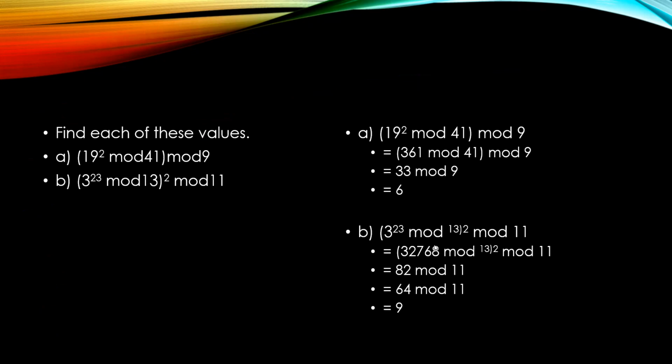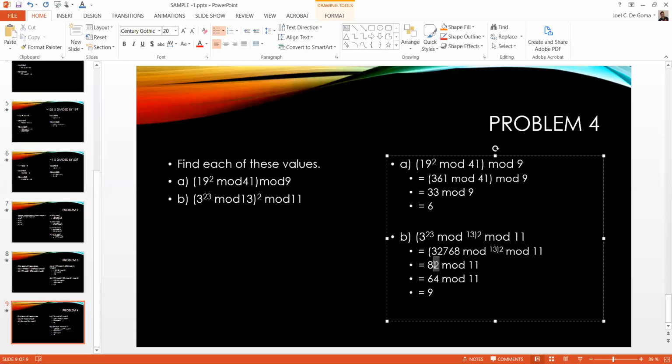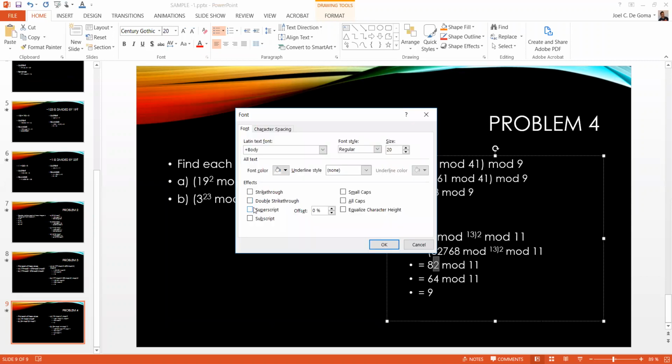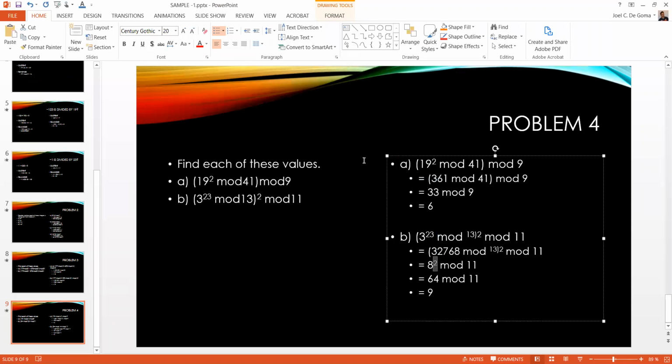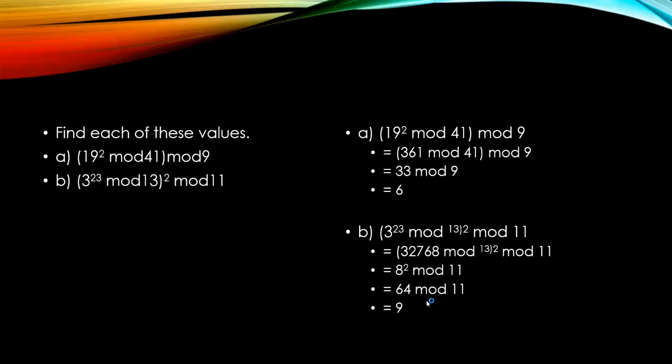And for letter B, we have 3 raised to 23 mod 13, then raised to 2 mod 11. So evaluate first the 3 raised to 23. Then apply mod 13. The result is 8. And then raise it to 2. So the result is 64. And then apply mod 11. So the result is 9.